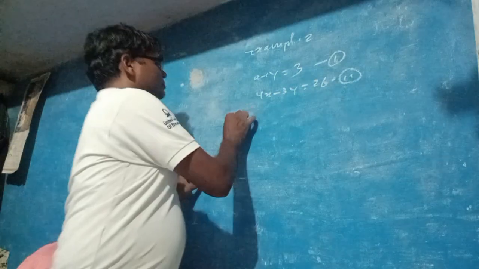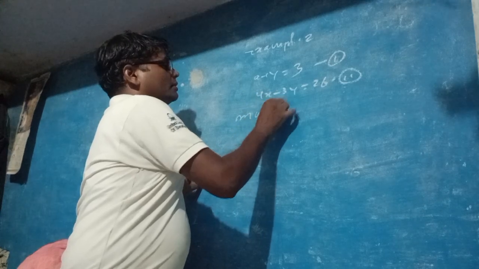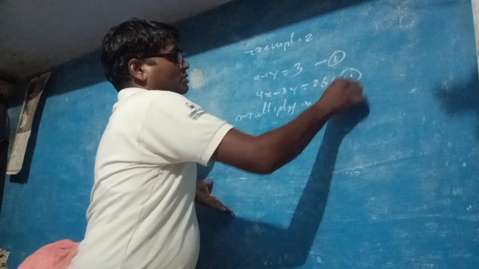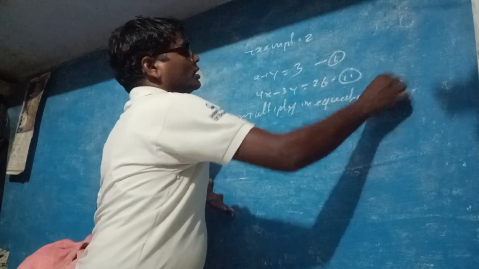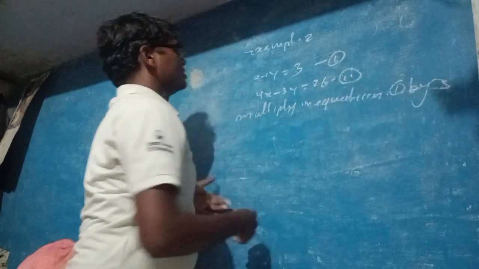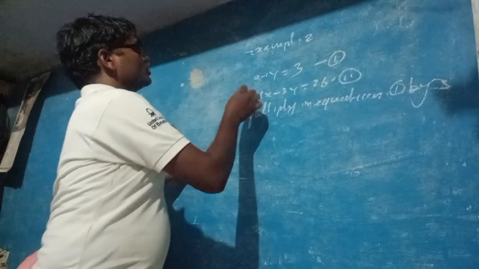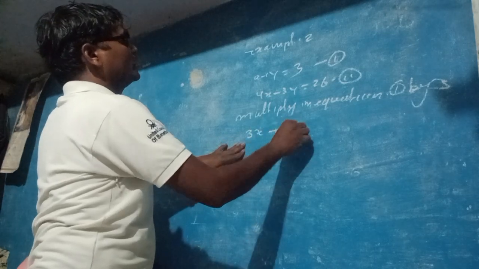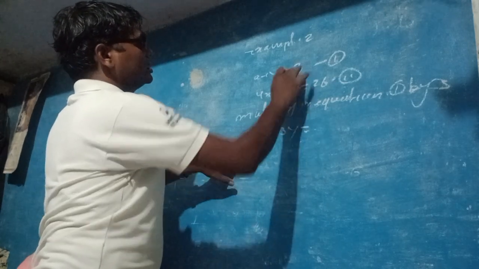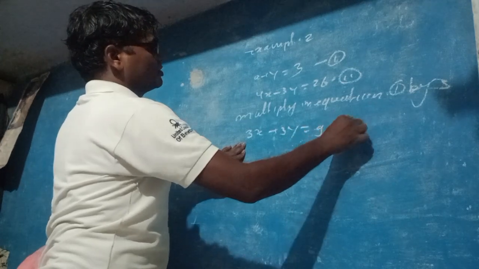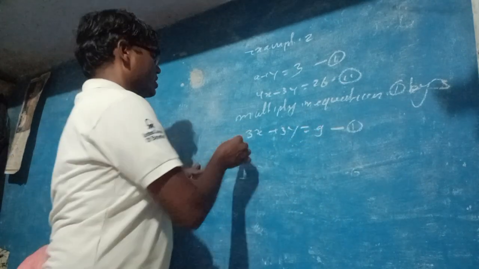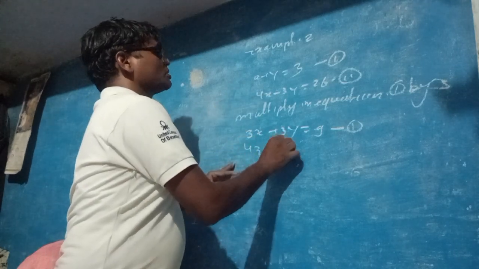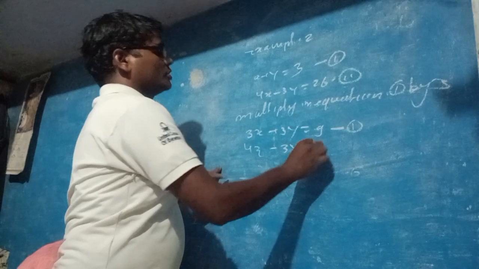So multiply equation 1 by 3. We will write here 3 multiply x, 3x plus 3 multiply y, 3y is equal to 3 times 3, which is 9. We will write this as equation number 1, and secondly we will write the second equation as it is, 4x minus 3y is equal to 26.